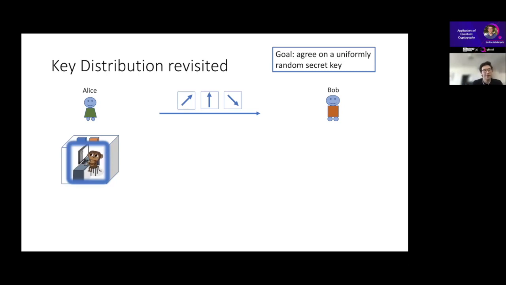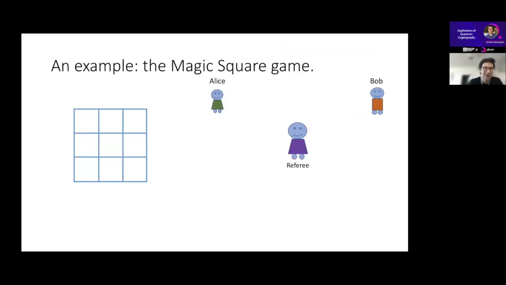So I'll describe instead what entanglement can do for us. This will be through the lens of a game called the Magic Square game. In this game, Alice and Bob are playing cooperatively.